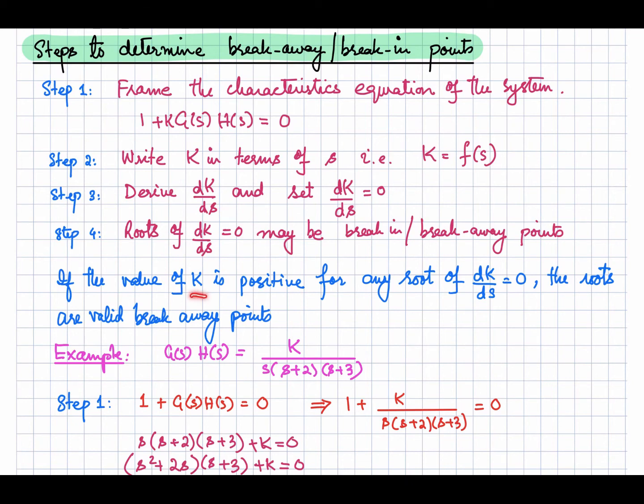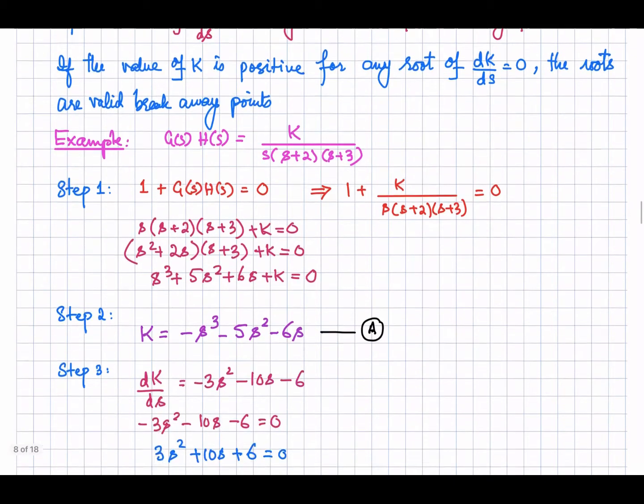If the value of K is positive for any root of dK/ds, the roots are valid break-away points. How to check that? The roots that you get from this, either break-in or break-away, need to be confirmed. You will check K for the root, and if K comes out to be positive, it means that is a confirmed break-in or break-away point, and if it comes out to be negative, that will not be a break-away or break-in point. So let's discuss it with the help of this example.